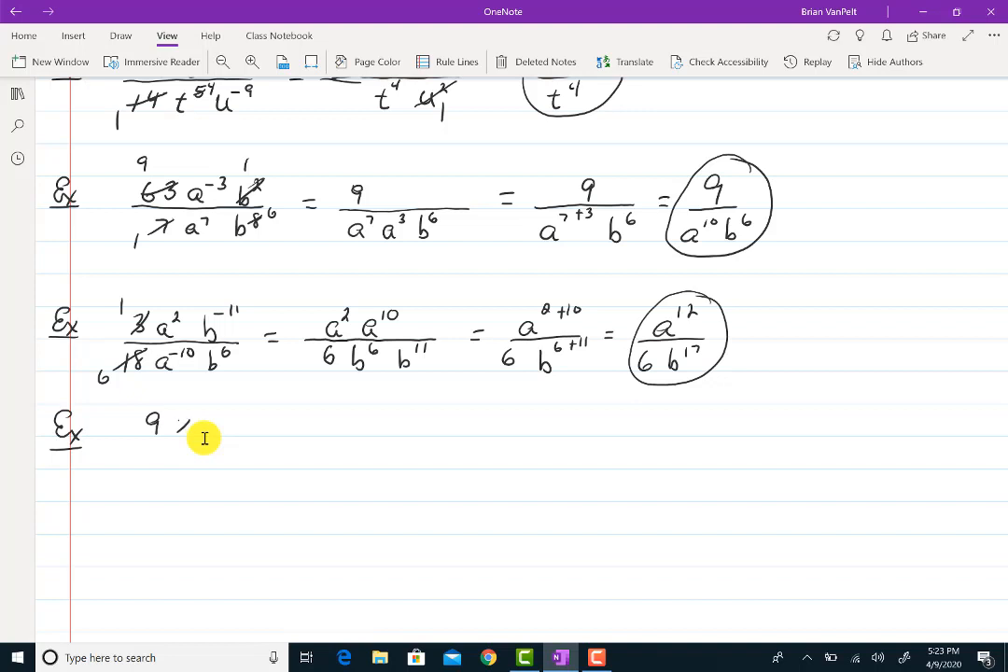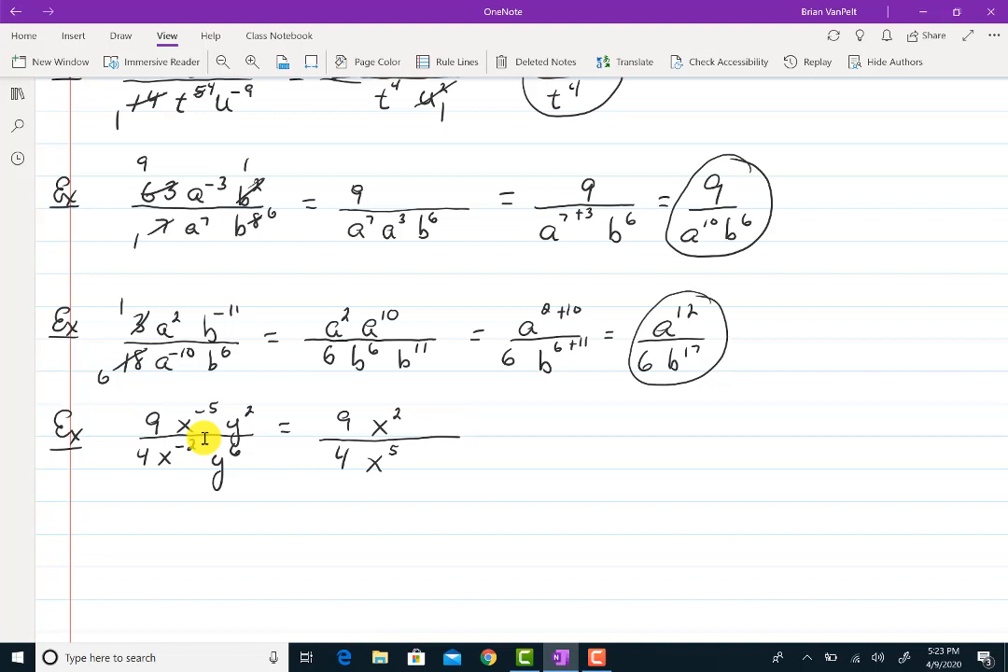Next, I have 9x to the negative 5th y squared divided by 4x to the negative 2 y to the 6th. So let me do the 9, between the 9 and the 4, nothing cancels. So I'm going to leave the 9 where it is and the 4 where they're at. The x's need to change. So I'm going to bring the x to the negative 2 up. It becomes x squared. But then the x to the negative 5 I'll take down.